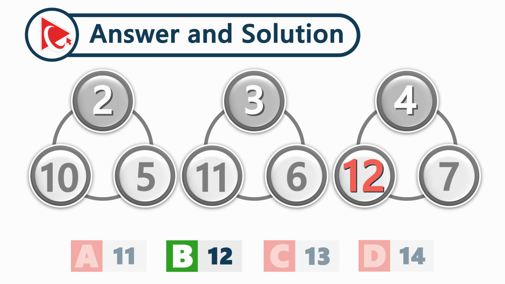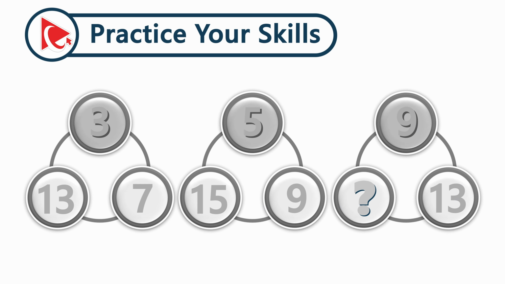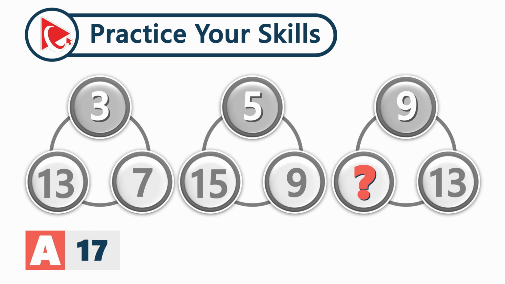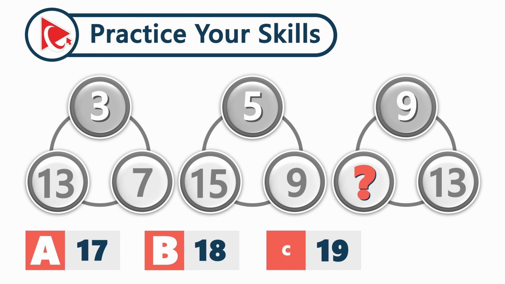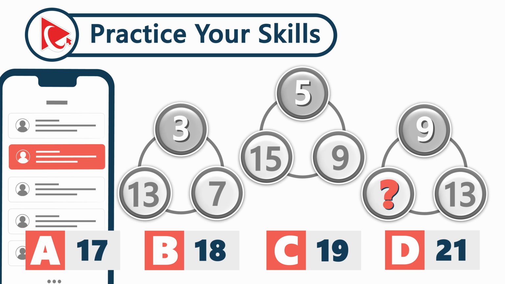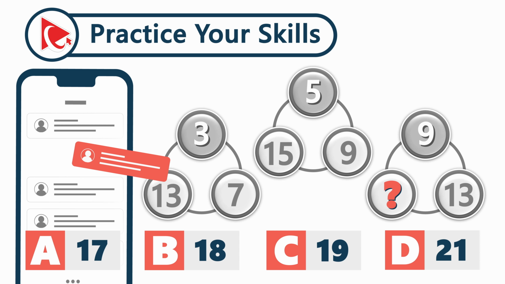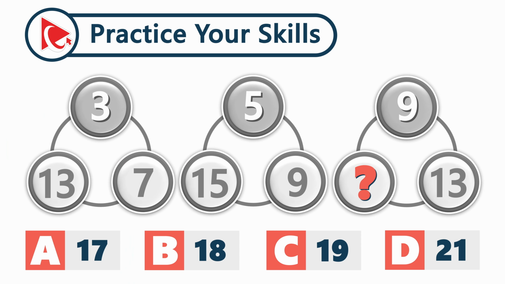But wait, there is more. Here's the question for you to solve. Numbers in the first shape are 3, 7, and 13. Numbers in the second shape are 5, 9, and 15. And there are only 2 numbers in the third shape, 9 and 13. And then comes the missing number, which you need to calculate and select your answer out of 4 possible choices. Choice A, 17. Choice B, 18. Choice C, 19. And last but not least, choice D, 21. Once you solve it, share your answer in comments so I can give you my feedback. Good luck solving this intriguing challenge.